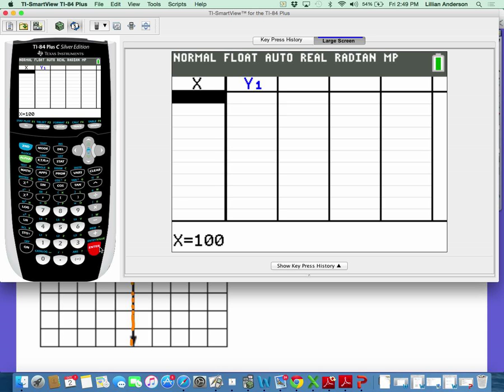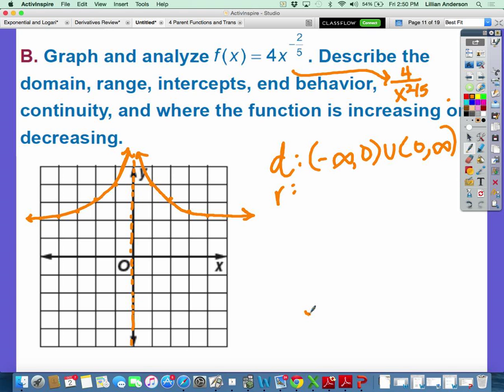I'm plugging in 100. Plug in 1,000. Nope, it's going to get closer and closer to 0. So what is my range? 0 to infinity. Let me see. Do I have any intercepts? No.